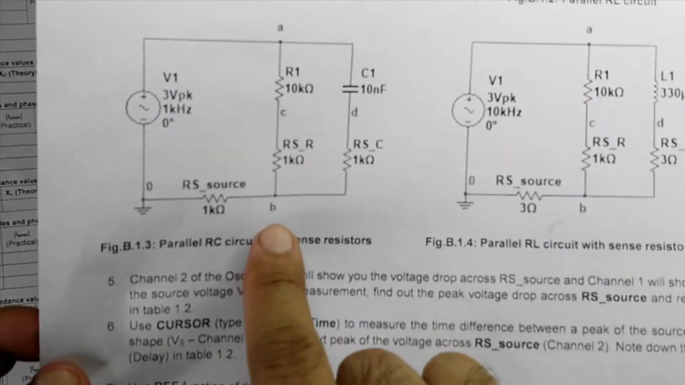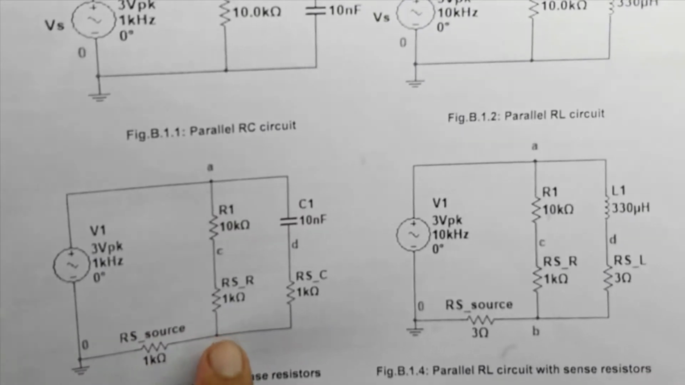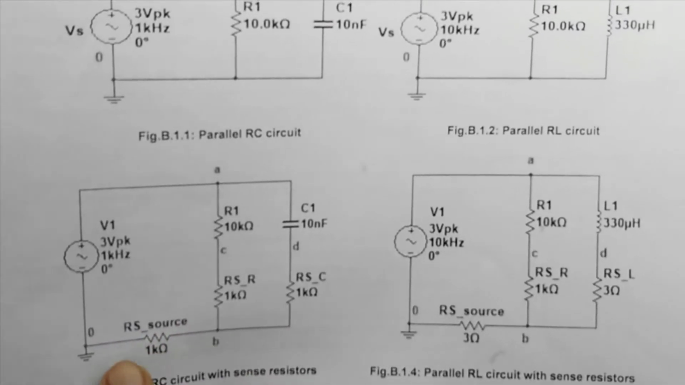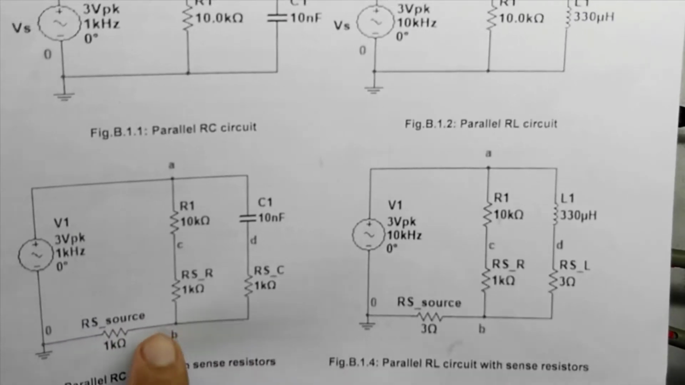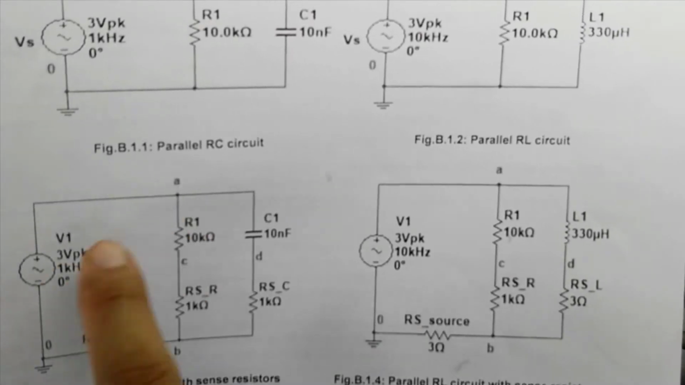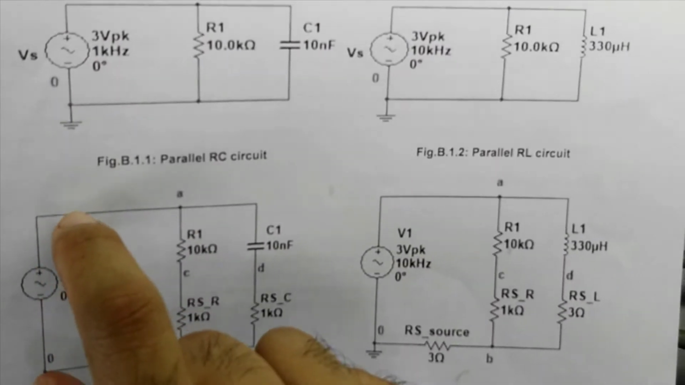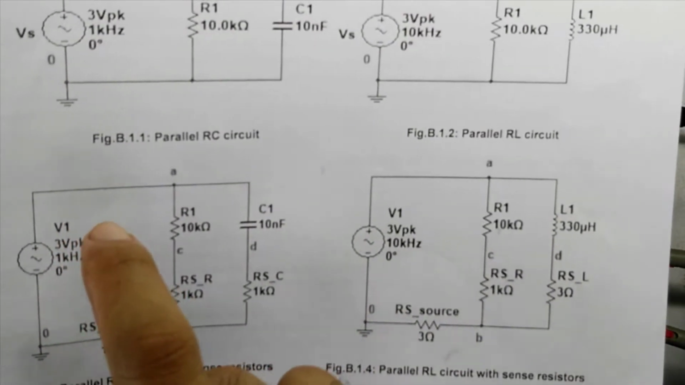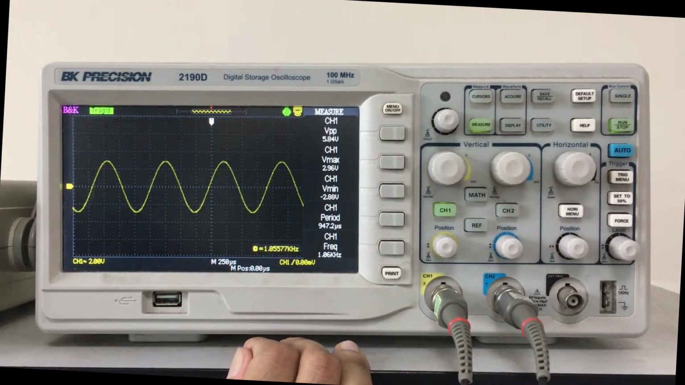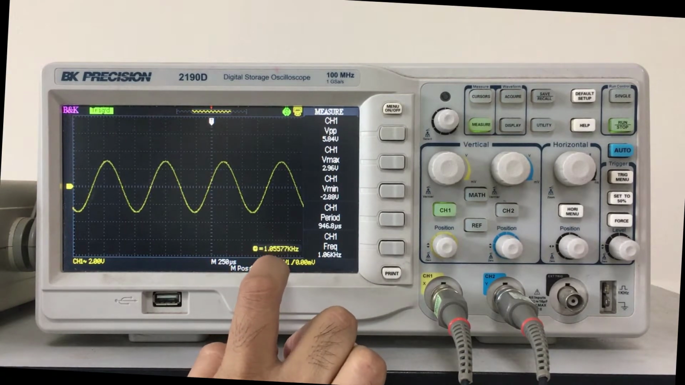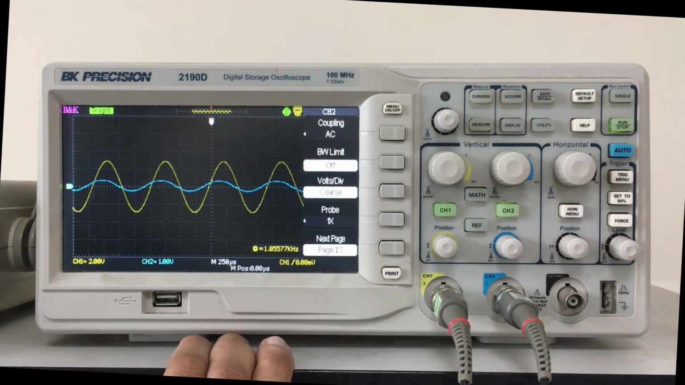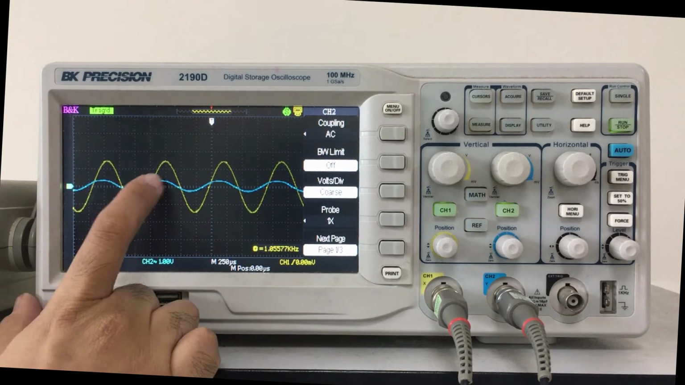In this condition, when channel 2 is connected to node B, it will enable us to record the voltage of RS source, because channel B is giving us VB, and VB is the voltage of RS source. And since we have channel 1 connected to node A, that is the source voltage, we will be able to calculate the phase. Although channel 2 is connected, we cannot see any graphs on the screen. To get the graph, we need to turn on channel 2. Once we turn on channel 2, we see that the graph is being displayed.